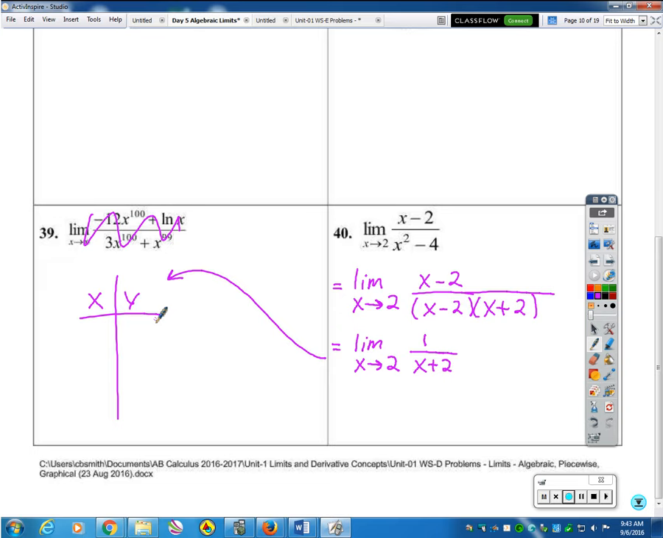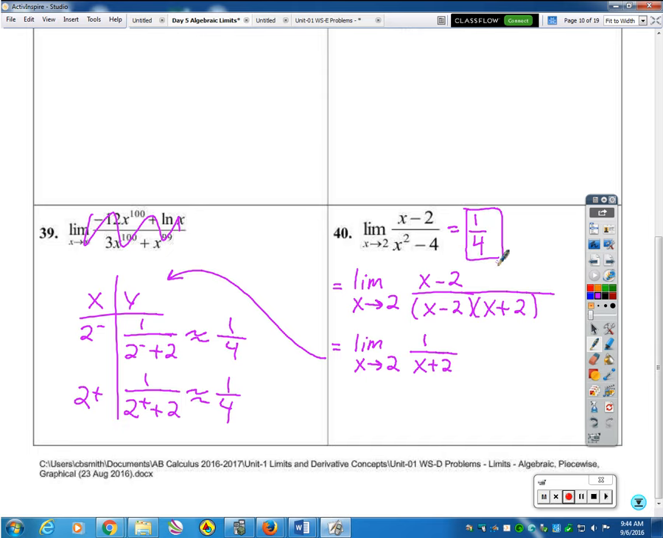Plug in a little bit less than 2. That means I'm going to get 1 all over... Okay, so that's going to be really close to 1/4. If I plug in more than 2, same result. Really close to 1/4. Therefore, the overall limit is exactly 1/4. Any questions on that? Pretty good?